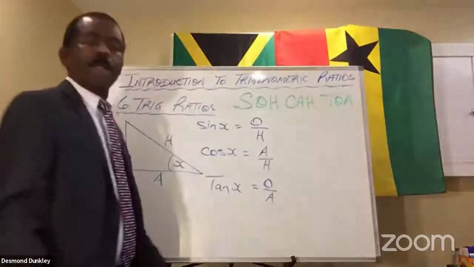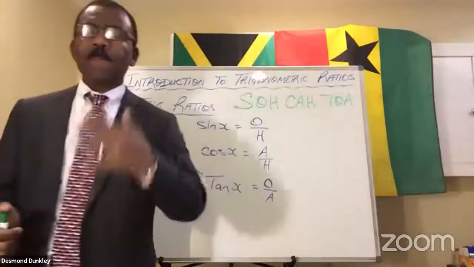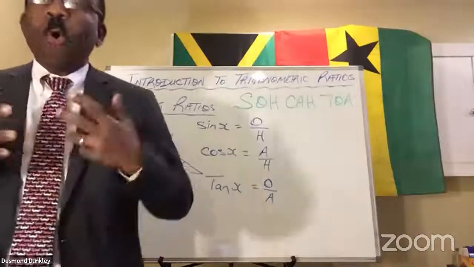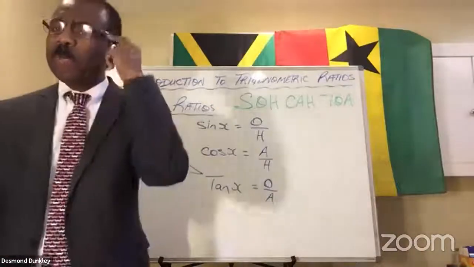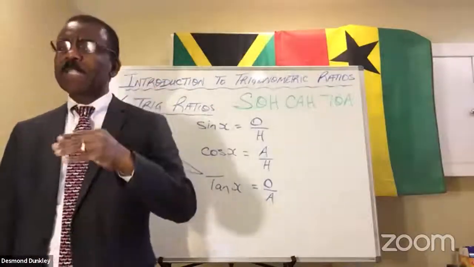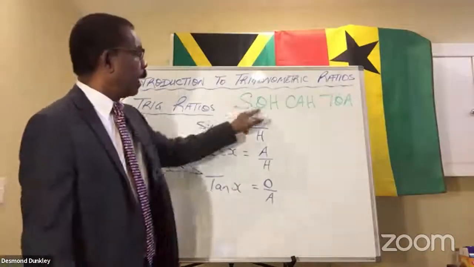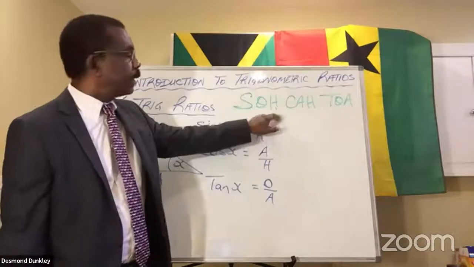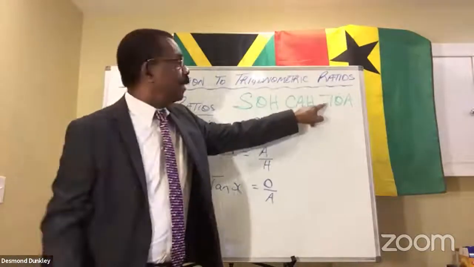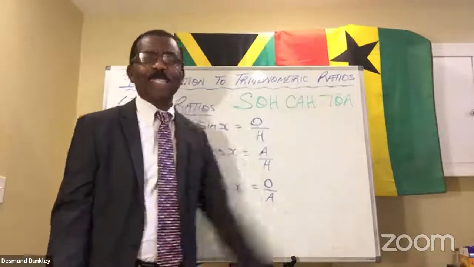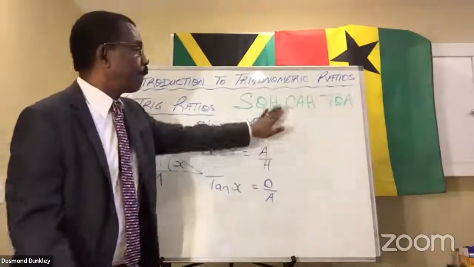SOHCAHTOA. Now, you can't afford to be cute when doing this. You have to be able to express yourself. You say so-ka-tor. That's what we use to remember the ratios. So, sine is opposite over hypotenuse. Ka, cosine is adjacent over hypotenuse. Tor, tan is opposite over adjacent. Those are they right there. If you can remember that, it will be very helpful.